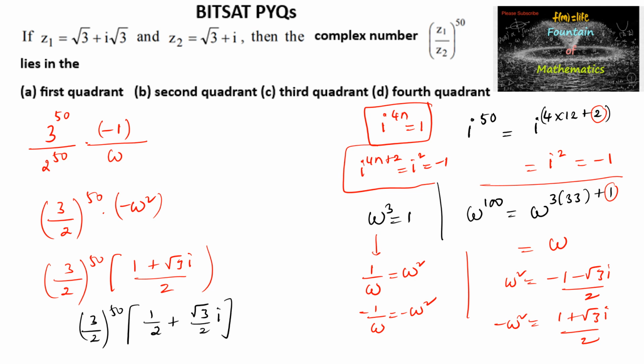So here we can see that the real part and imaginary part both are positive. 1 by 2 is positive, root 3 by 2 is also positive. So we can consider (3 by 2) whole power 50 is also positive. So we can say that this complex number lies in the first quadrant. When the x coordinate and y coordinate are both positive, a complex number lies in the first quadrant. So we can go with option A, first quadrant.